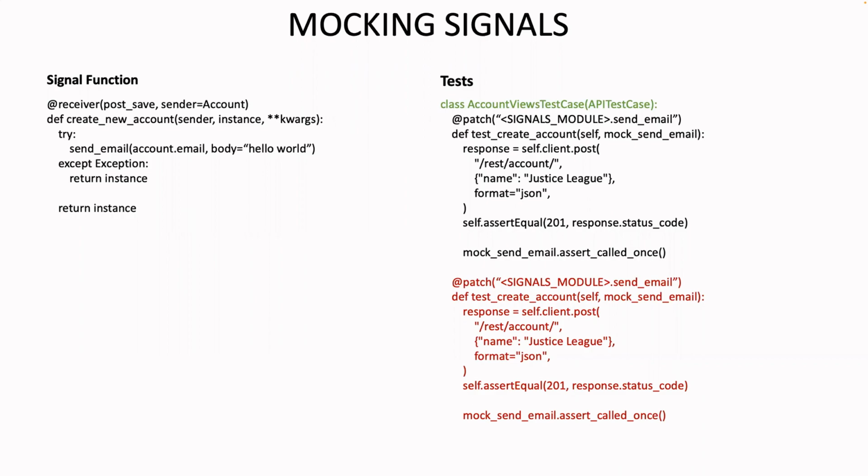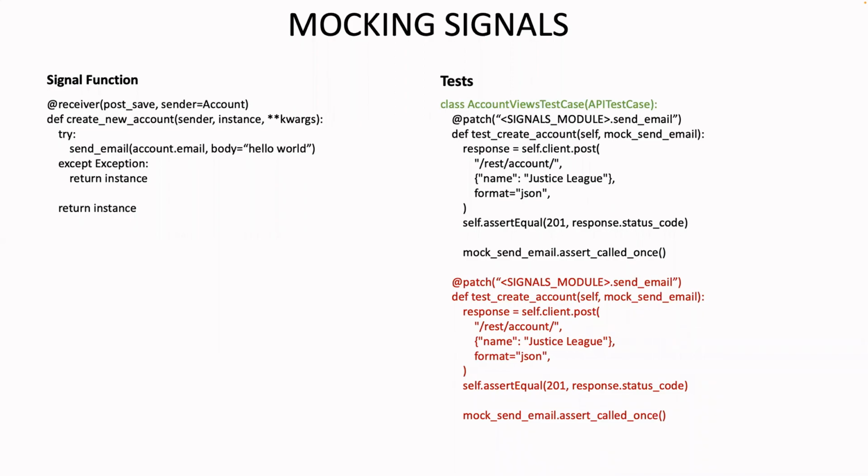But essentially, we have a signal that gets triggered when we save an account object, whether it's new or we're making update changes to it. This will be triggered, doesn't matter. And in this example, we are sending the email. We're just sending an email. Apparently, we're saying hello world, because that's easy.